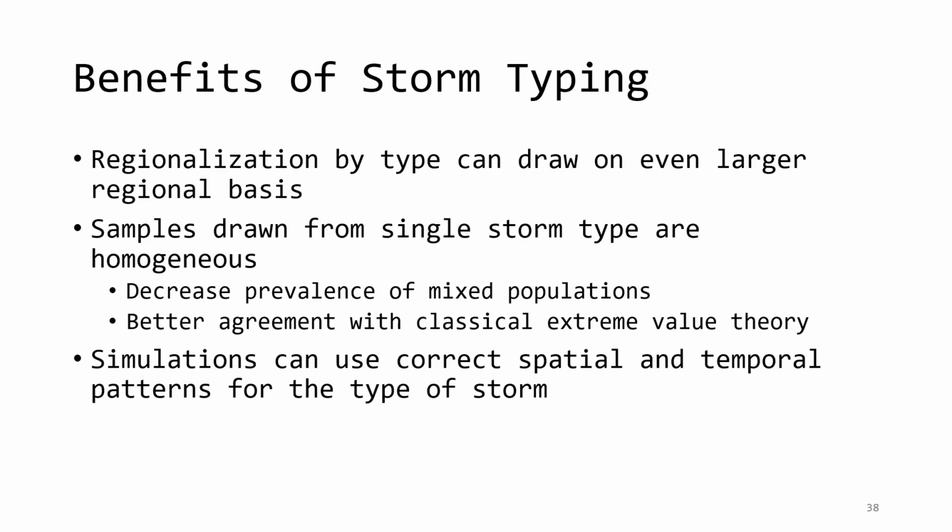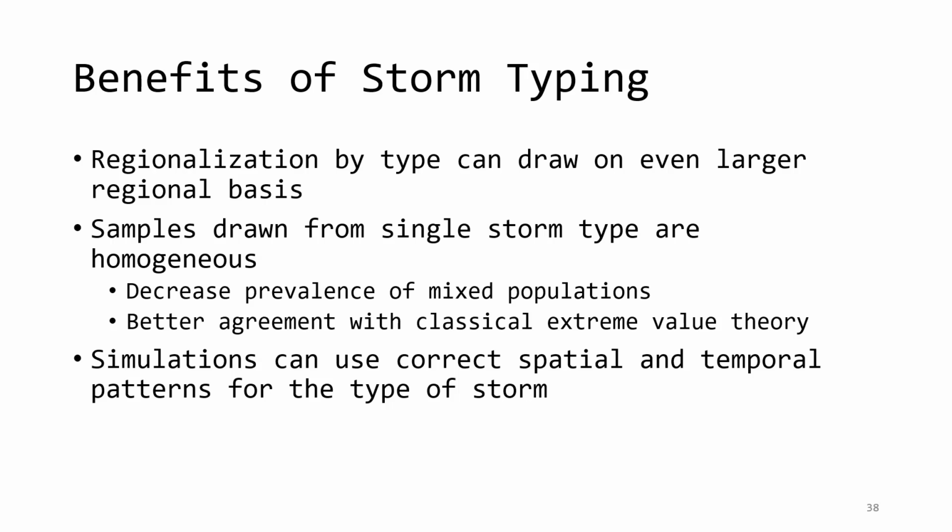Storm typing has 2 benefits for the precipitation frequency analysis itself and 1 major benefit for the application of the findings. First, when regionalizing by storm type, the analysis can consider a wider regional basis as long as the predominant storm types exist in those places. This helps draw on even more data when building the regional analysis.